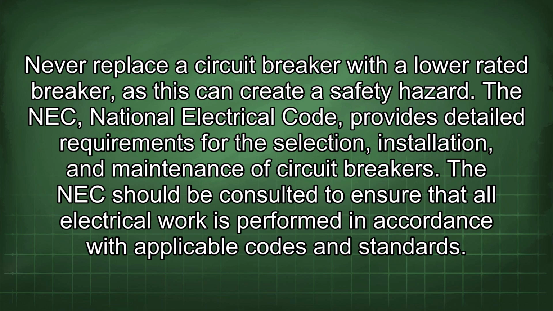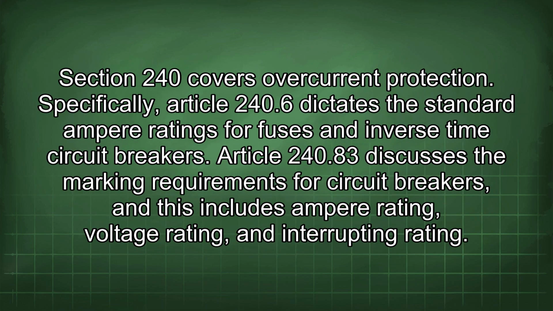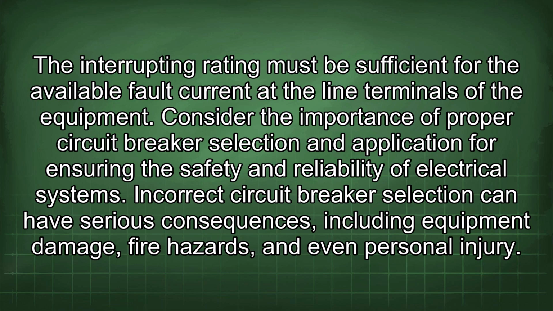The NEC, National Electrical Code, provides detailed requirements for the selection, installation, and maintenance of circuit breakers. The NEC should be consulted to ensure that all electrical work is performed in accordance with applicable codes and standards. Section 240 covers overcurrent protection. Specifically, Article 240.6 dictates the standard ampere ratings for fuses and inverse time circuit breakers. Article 240.83 discusses the marking requirements for circuit breakers, and this includes ampere rating, voltage rating, and interrupting rating. The interrupting rating must be sufficient for the available fault current at the line terminals of the equipment.